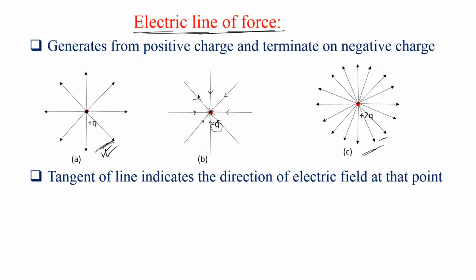Second point, the tangent of a line of force indicates the direction of the electric field at that point. Suppose this black one is my line of force, and I want to determine the direction of the electric field at the point A, this point. So I am just drawing a tangent on this curve at point A. This is denoted by, suppose, AB. So the direction of the electric field at point A is always along AB.